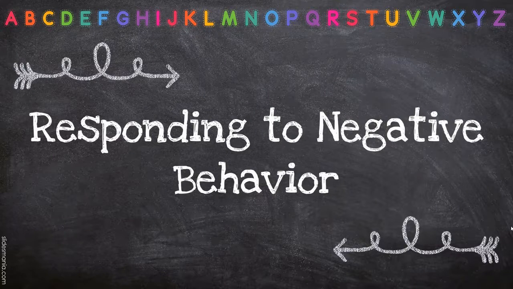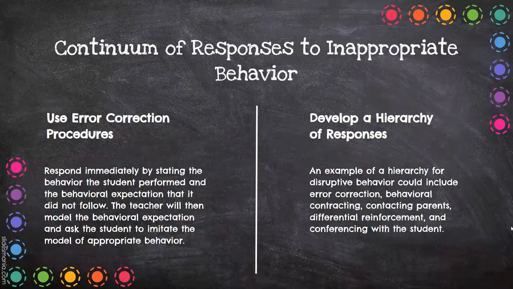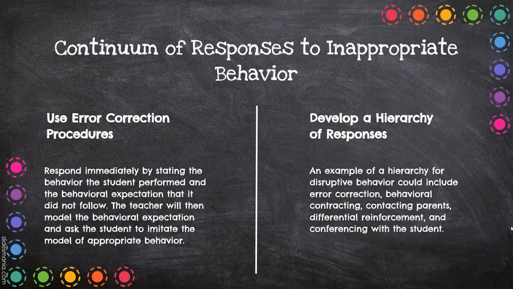Now we're going to look at responding to negative behaviors. When developing your continuum of responses to inappropriate behaviors, use error correction procedures. Respond immediately by stating the behavior the student performed and the behavioral expectation that it did not follow. The teacher will then model the behavioral expectation and ask the student to imitate the model of appropriate behavior. Also, develop a hierarchy of responses. An example of a hierarchy for disruptive behavior could include error correction, behavioral contracting, contacting parents, differential reinforcement, and conferencing with the student.